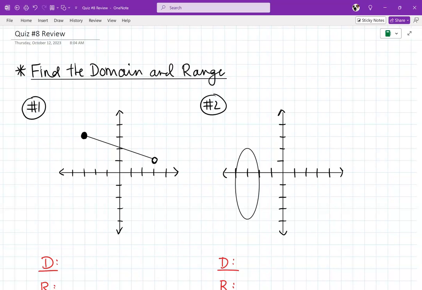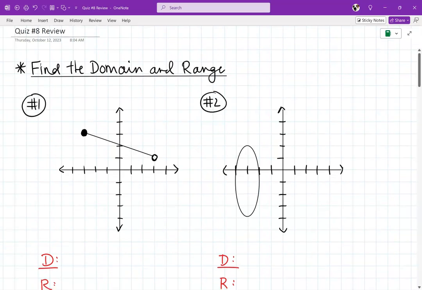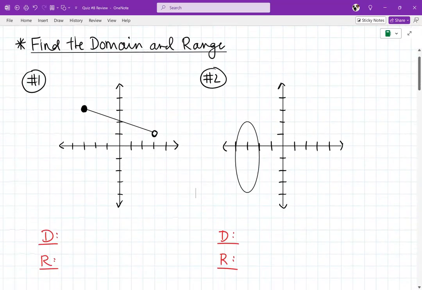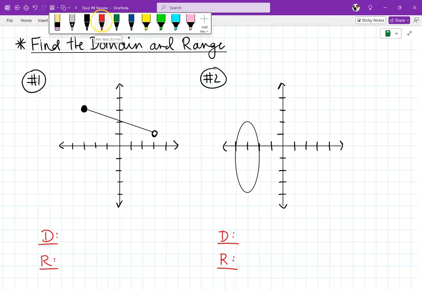Remember when it has dots at the ends of the graph, if the dot is solid, you're going to put a bracket, and if it's empty, like a hollow dot, you're going to put a parenthesis. If it happens to go towards infinity, you always use parentheses, right? So make sure that you know what's happening with the actual function. Now, for question number 1, the domain and the range.